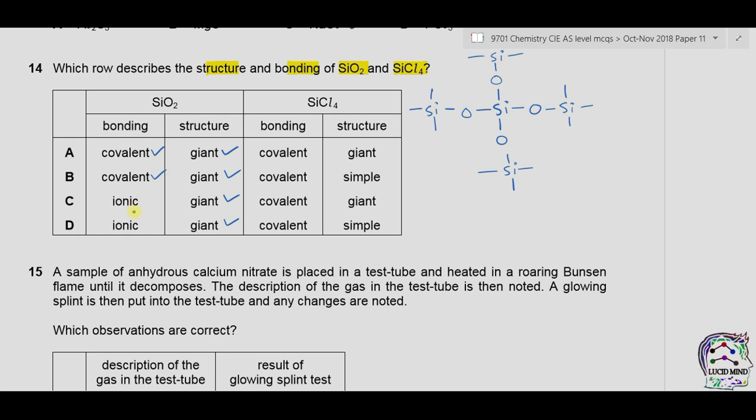It is not ionic. Now in SiCl4, one silicon atom makes covalent bond with 4 chlorine atoms. And this is a simple molecular structure as it consists of only 5 atoms. The bonding is covalent as electrons are shared. The answer is therefore B.